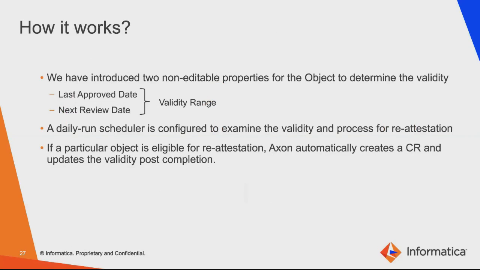So when the object goes through the approval process and the review process and it is completed, the process will update the last approval date to the date when it was approved. And then the next review date will be set based on the frequency, depending on the rules that were provided. So if you set it annually, it will basically set the next review date 1 year from the last approval date and so on. Now, again, this is also run as a daily job.